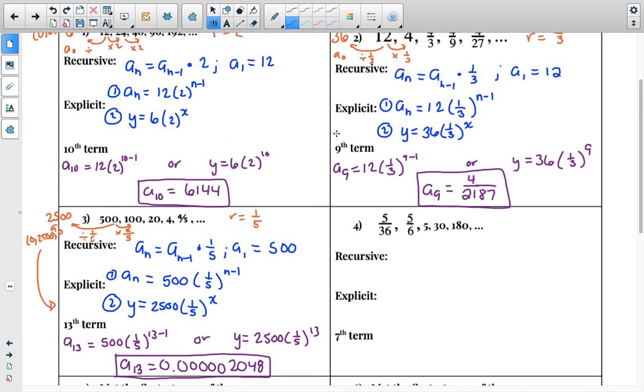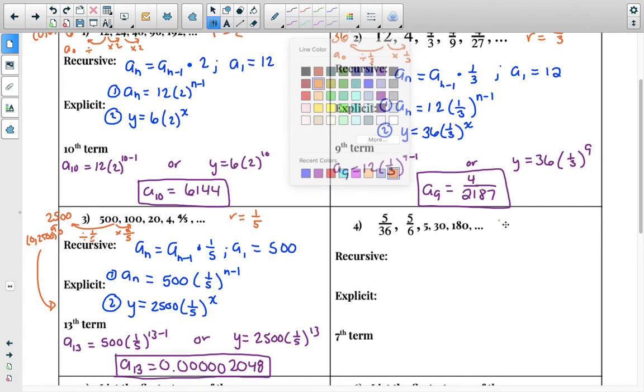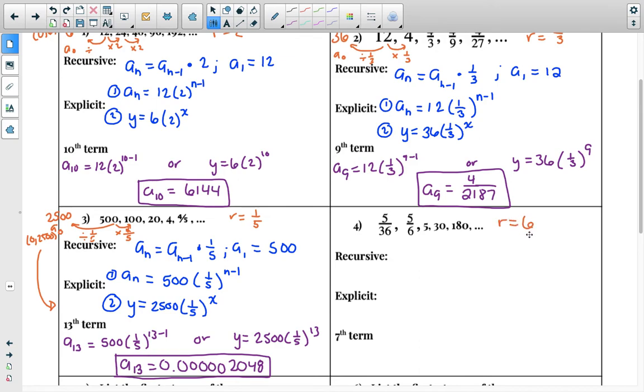And this next one, again, we're going to take our 5/6 and divide it by 5/36, which actually gives you 6. 5 divided by 5/6 gives you 6. 30 divided by 5 gives you 6. 180 divided by 30 gives you 6. So our common ratio, our r value, is equal to 6. So if we multiply by 6, we get to the next value.